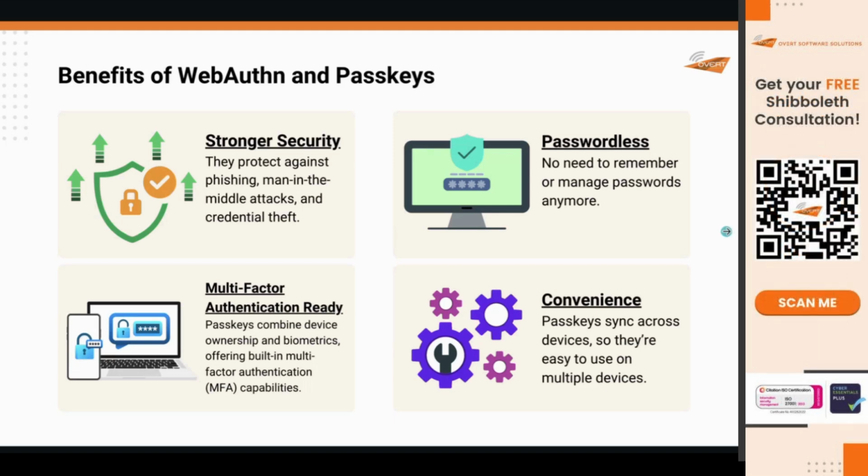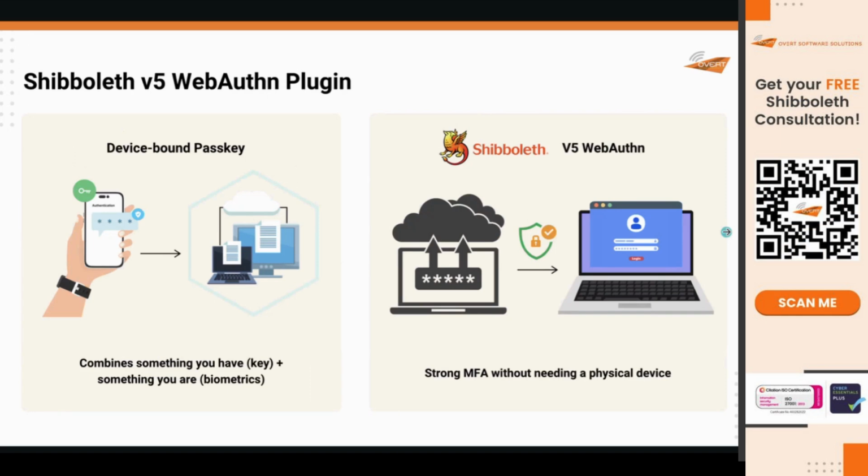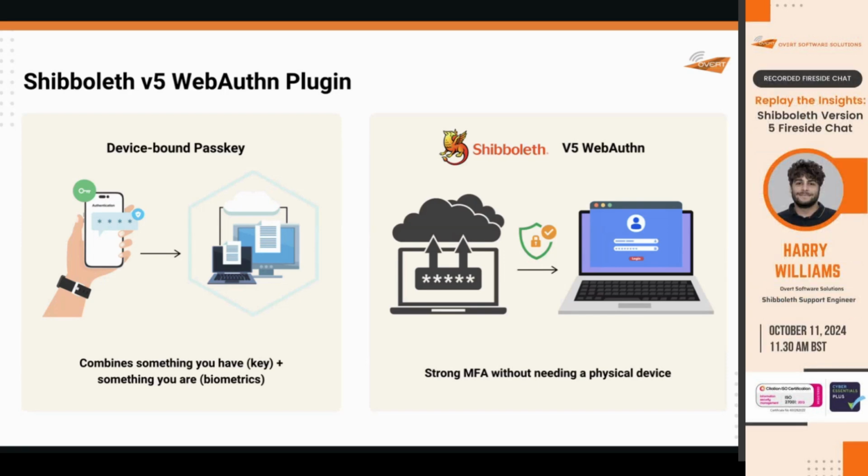So how do passkeys work? They use a private public key pair. So the private key is stored on your device, like the iPhone's secure enclave, and it never leaves that device. The public key, meanwhile, is stored on the server. So when you log in, your device uses the private key to sign a challenge sent from the server. This proves your identity without needing to share any sensitive information. It can act as either a second factor or as the first and only factor, while still satisfying multi-factor authentication requirements.